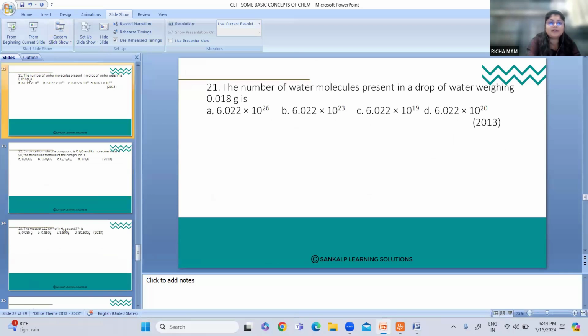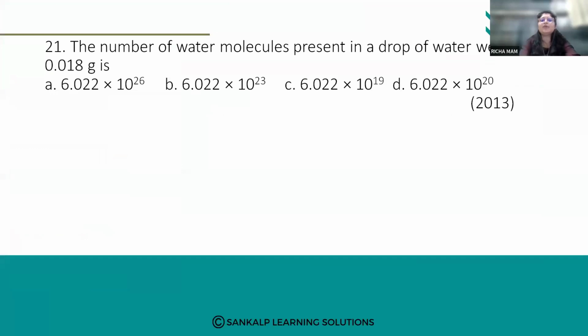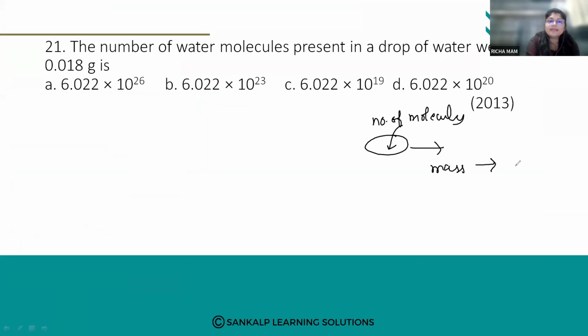Find out this one. The number of water molecules present in a drop of water. If we have a drop of water, we have to find how many molecules of water are present in it. The mass of this water drop is 0.018 grams. So find out the number of water molecules, students. How are we going to solve this?